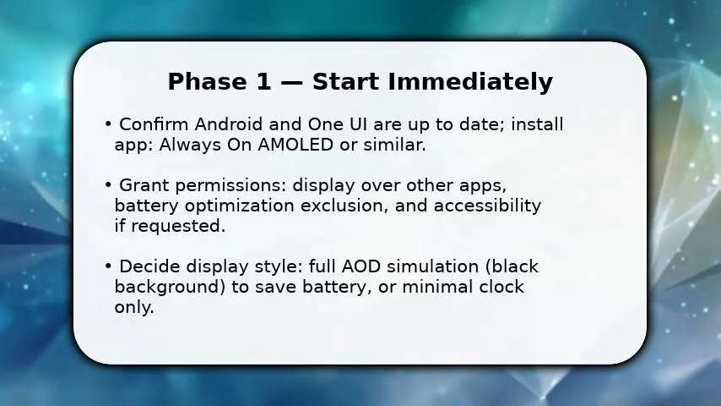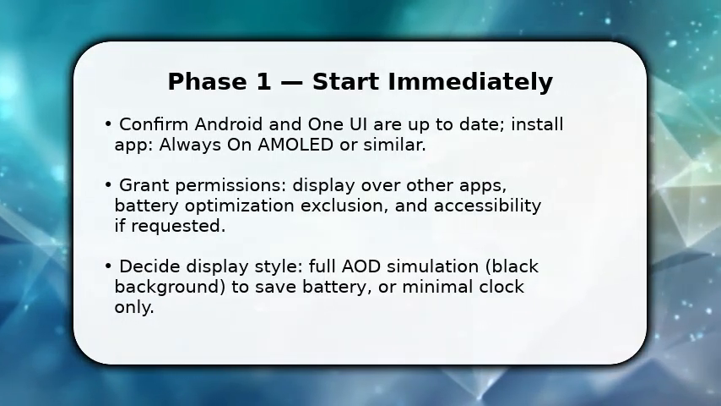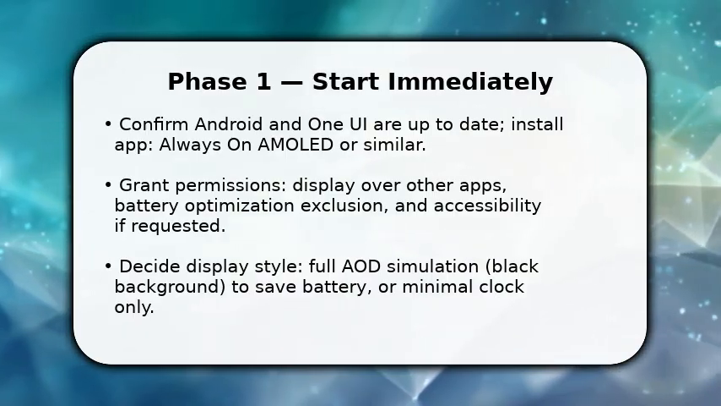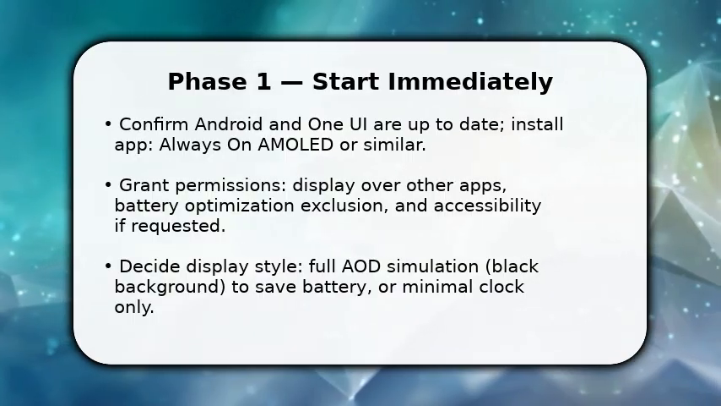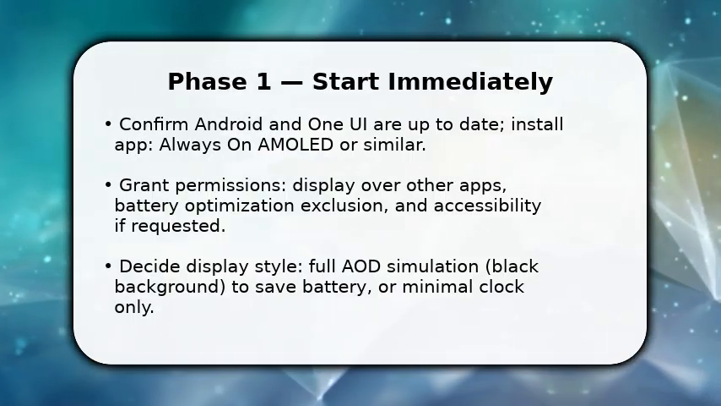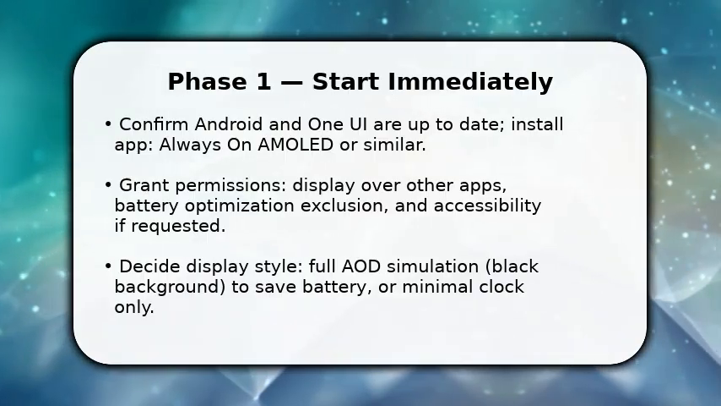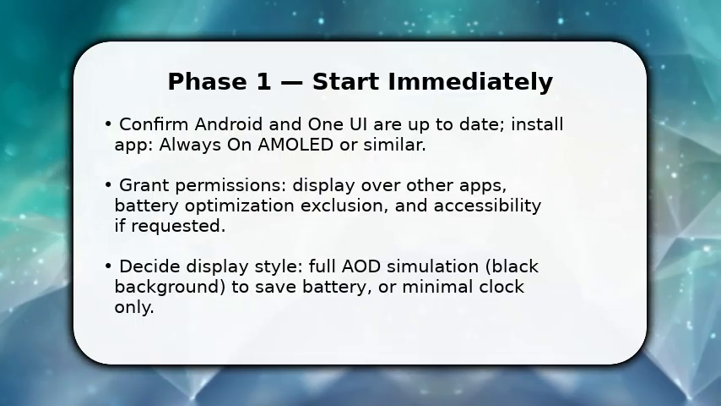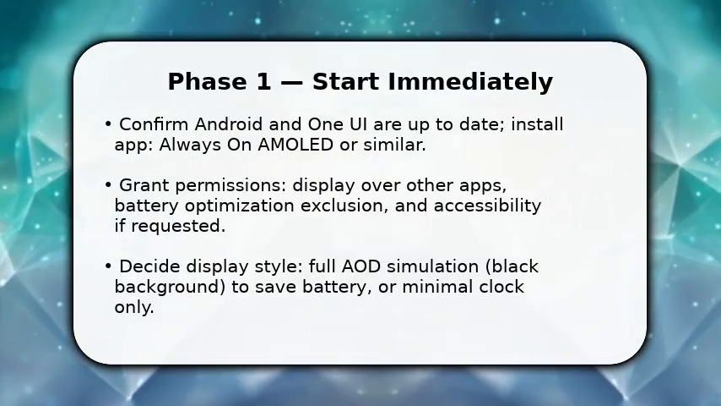You need to act now. Update the phone, install an AOD simulating app, and grant its display and battery permissions. Once done, choose a black background or minimal clock to reduce power draw because the A15 uses an LCD panel that can't true AOD. Make sure to exclude the app from battery optimization so the system won't stop it. Set the app to show only when you want, charging or always, and continue to the deeper configuration steps next.